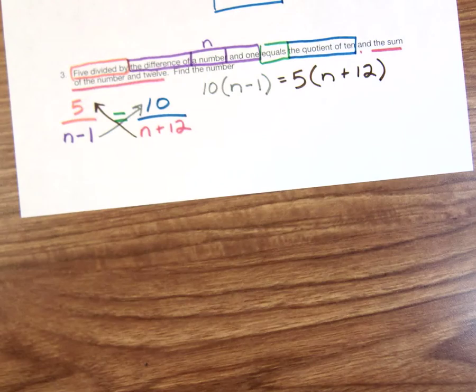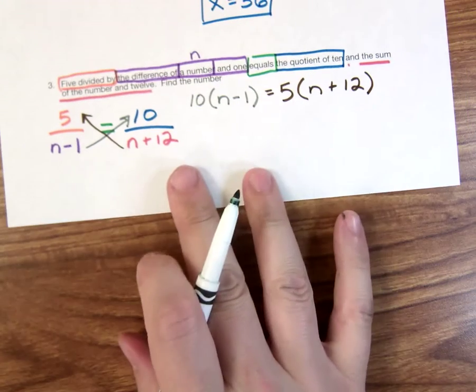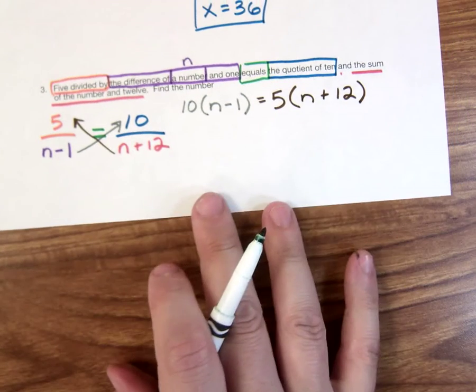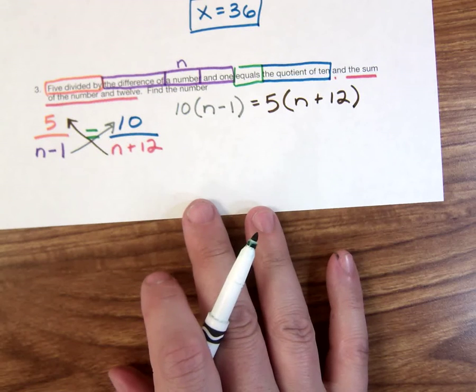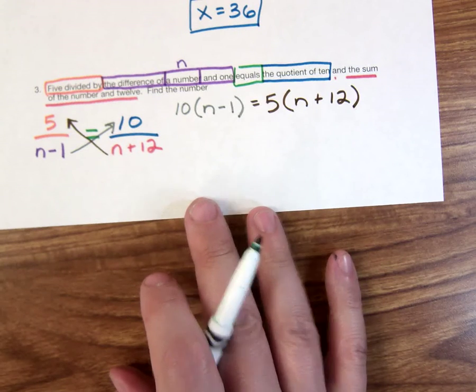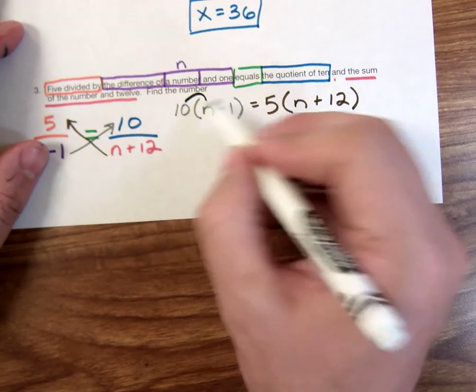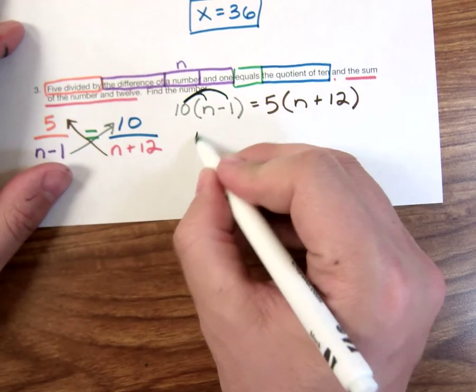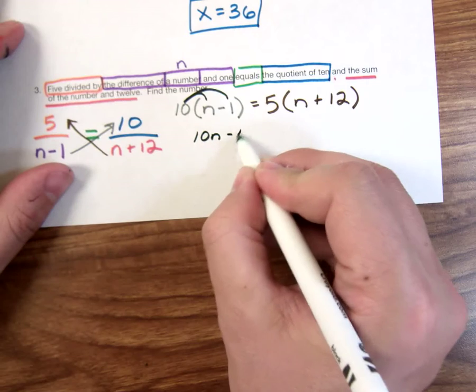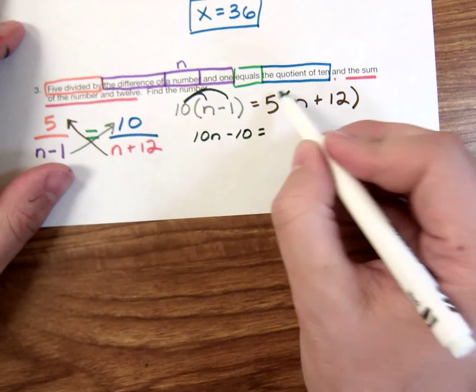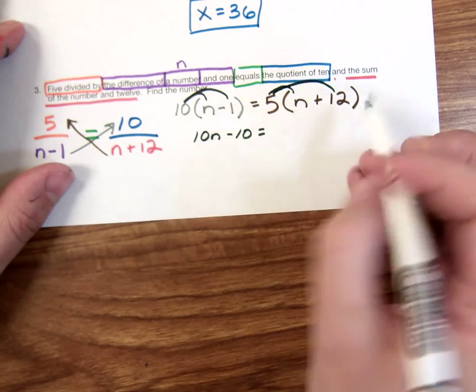That one's got a little bit of work left to go on it, but it's not what I would call an incredibly difficult problem. It's just distributive property and some basic algebra. So let's do it. 10n minus 10 on this side equals 5n plus 60.